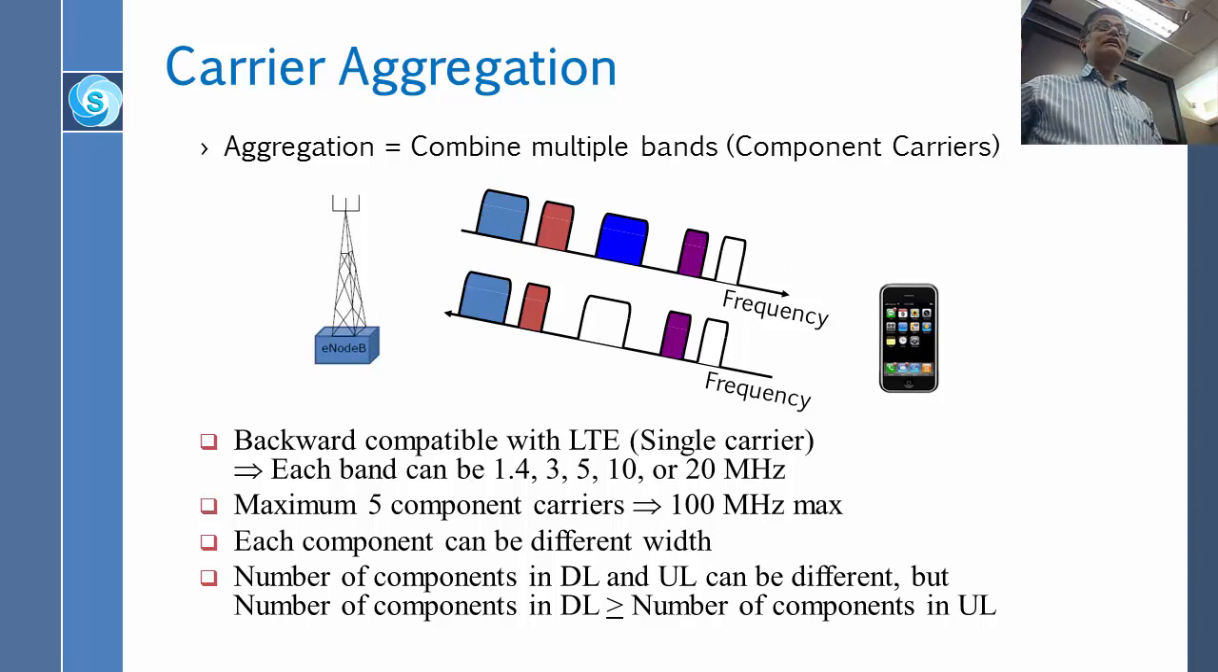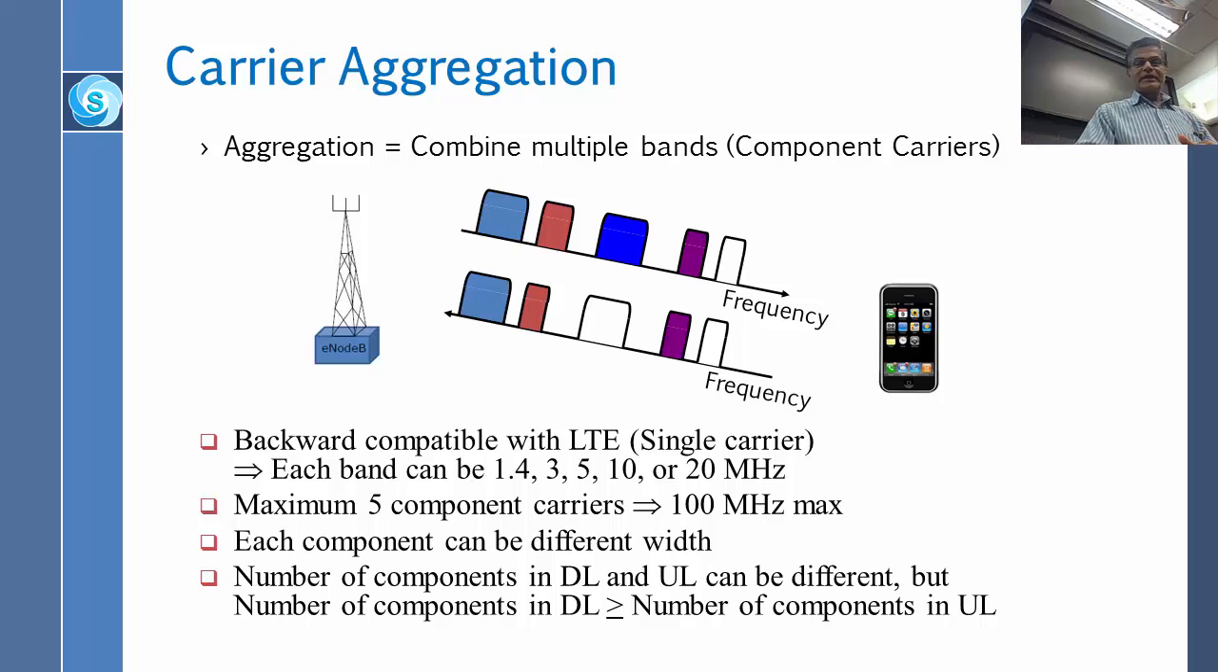So basically all of these are not in the same frequency band. Some might be in the GSM band, some might be in the 3G band, some might be in the 4G band, and you can combine all of that. So 1.4, 3, 5, 10 and 20 megahertz, each band can be that much. But you can have a maximum of 5, and if you have all of them at 20, then you get 100. Right? To get 100 megahertz, you need to have 5 times 20.